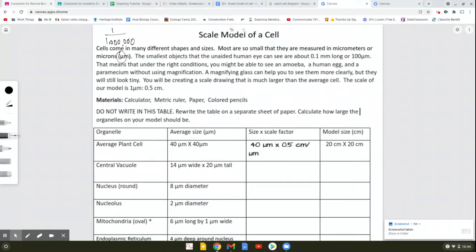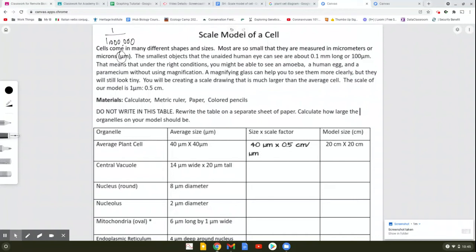So anyway, the smallest objects that the unaided human eye can see are about 0.1 millimeters long, or 100 micrometers long. That means under the right conditions, you might be able to see an amoeba, a human egg, and a paramecium without using magnification. A magnifying glass can help you see them more clearly, but they will still look tiny. You will be creating a scale drawing that is much larger than the average cell.